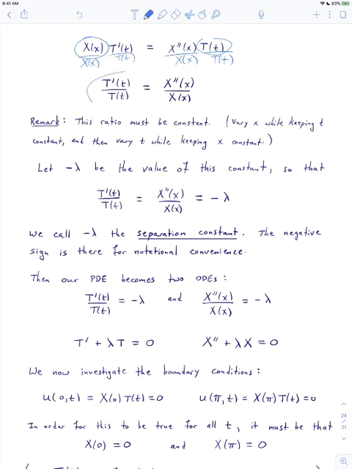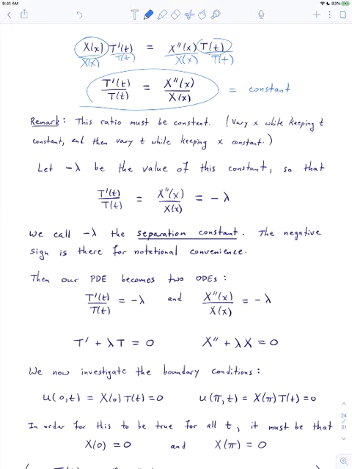So this equation tells you that the ratio of T prime to T is equal to the ratio of X double prime to X. Now, why is this so useful? The ratio must be constant. Now, why is that? Well, let me just write down that this ratio must be equal to a constant.